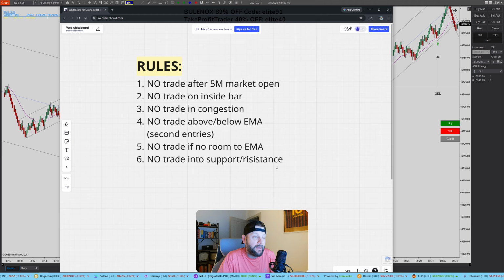Very simple. Again, I don't care what this setup looks like. I don't care what the context is. If there's a recent support or resistance at that trade entry, I'm not taking that. Okay. So let me just show you a few examples.